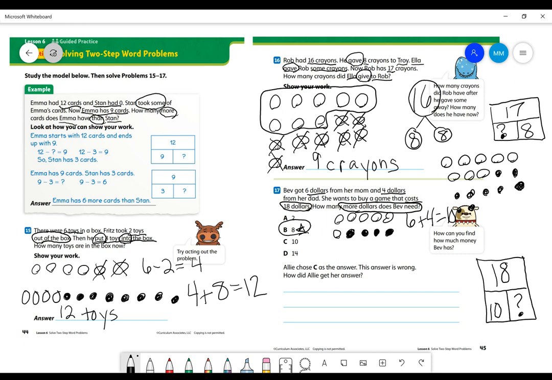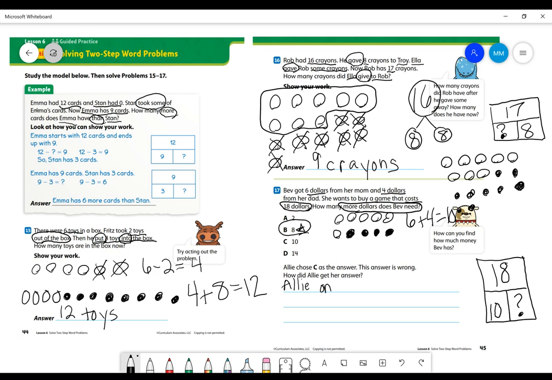Allie chose C as the answer. This answer is wrong. How did Allie get that answer? She said 10. What was our whole when we solved the first step of our problem? She had 6 from mom and 4 from dad. Altogether, she had how many? She had 10. So what did Allie do when she finished that first step? Did she go on to solve the second step, or did she stick with 10? She stuck with 10.